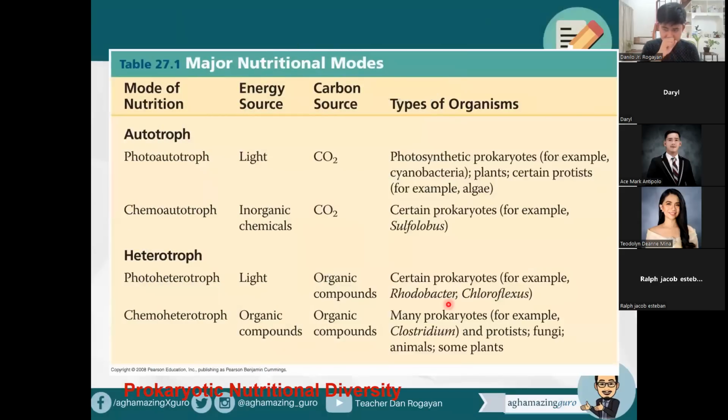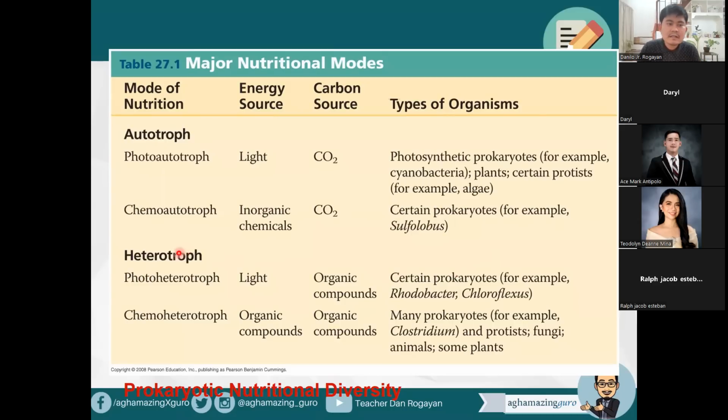So, these are some of the major nutritional modes. Mode of nutrition, we also have photoautotroph and chemoautotroph. Remember that photoautotrophs like plants need light in order to photosynthesize. Examples are photosynthetic prokaryotes, cyanobacteria, plants, of course, and certain protists like the algae. While chemoautotrophs do not use light, but instead inorganic chemicals. That's why they manufacture their food using the process chemosynthesis. Photosynthesis, chemosynthesis. So certain prokaryotes, for example, are sulfur bacteria, which is sulfur, no?